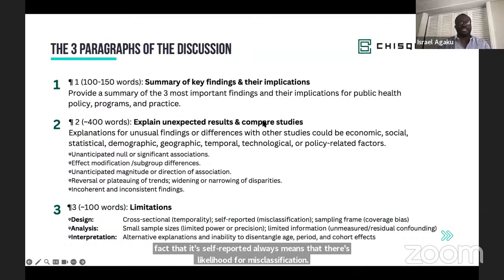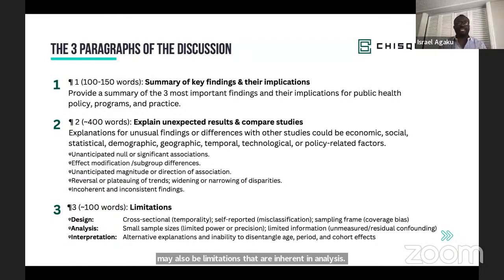There may also be limitations that are inherent in analysis. If we had small sample size, what implication does that mean? So it's not enough for you to just say our sample size was small. Okay, that is not interesting. It's not crafted like a professional. Like, what, from the perspective of epidemiology, why is that a limitation, right? So please don't just tell us sample sizes were small.